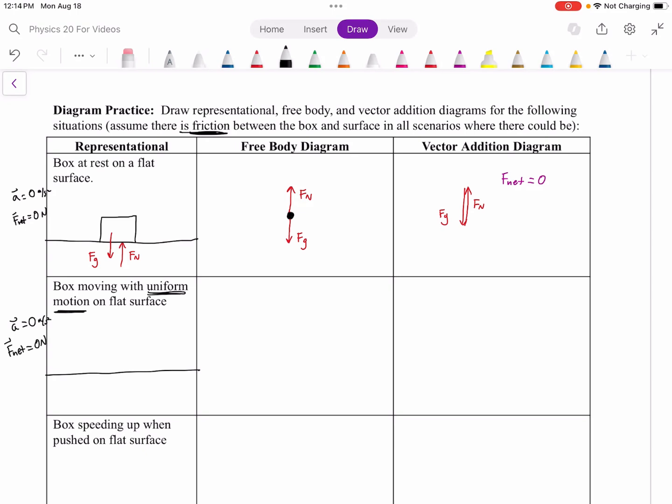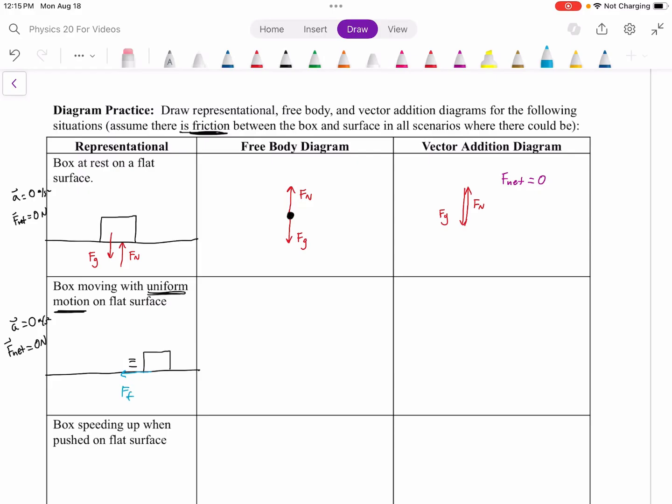No way around that. So we have a box that is moving, okay? It does have a velocity, but it's continuing to move in the same way. Now, it says assume there is friction where there could be. Well, when two objects move past each other, there is friction between them. So there would be here a force of friction resisting the motion.